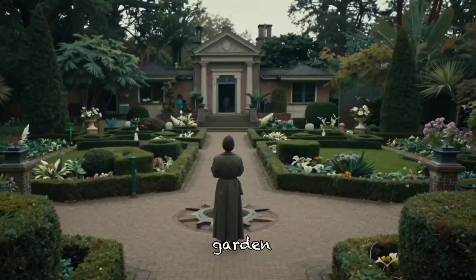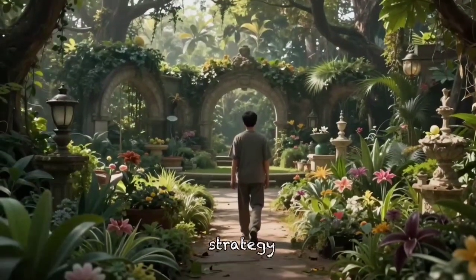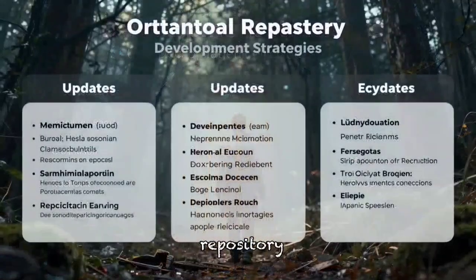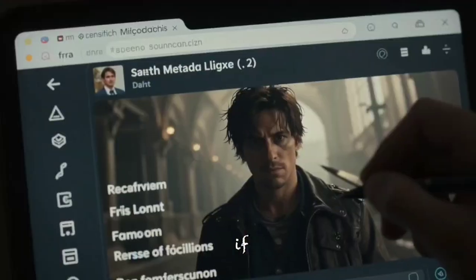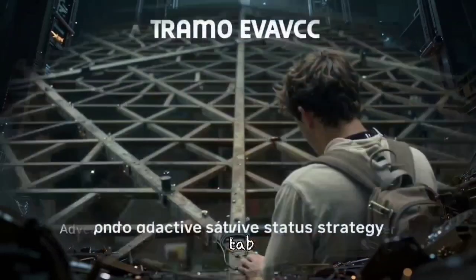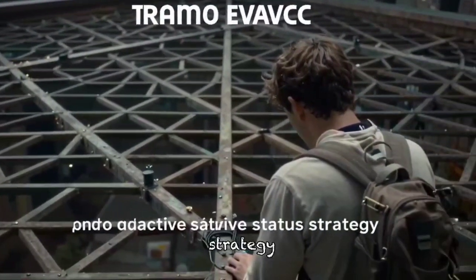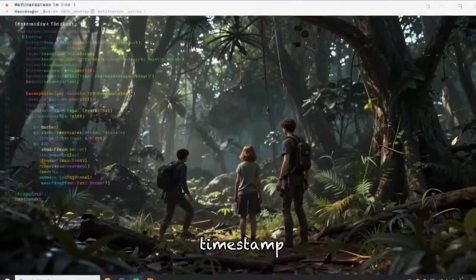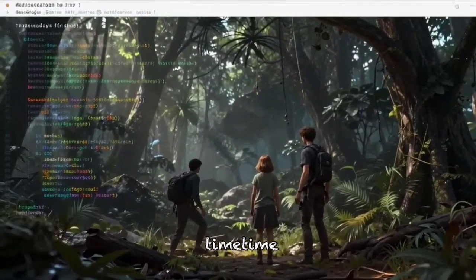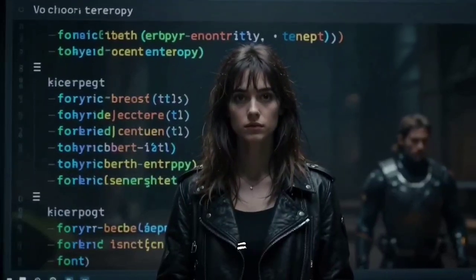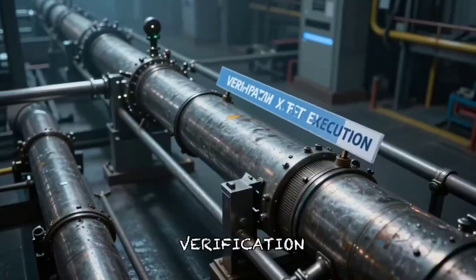return False. def update_lattice(self, active_tab, strategy, current_entropy). Updates the metadata lattice repository with development strategies. If active_tab in self.metadata_lattice: self.metadata_lattice[active_tab]['evolution_status'] = strategy, ['timestamp'] = time.time(), ['entropy'] = float(current_entropy).